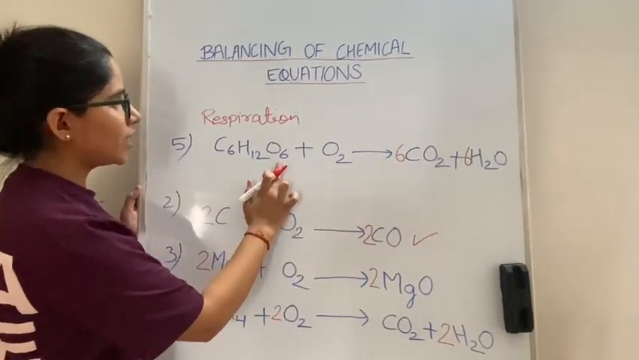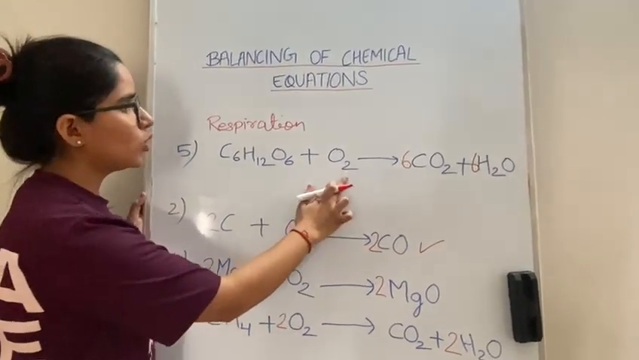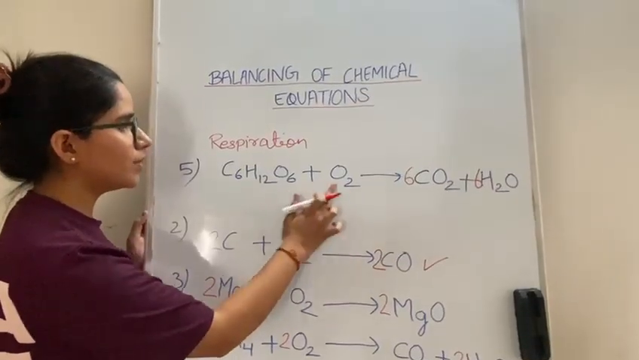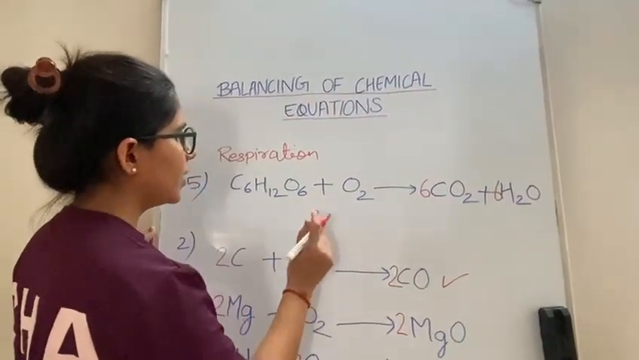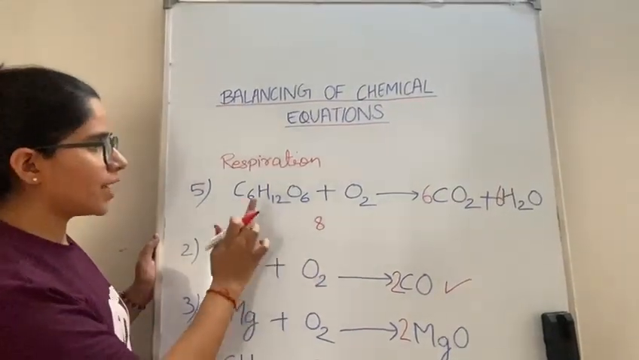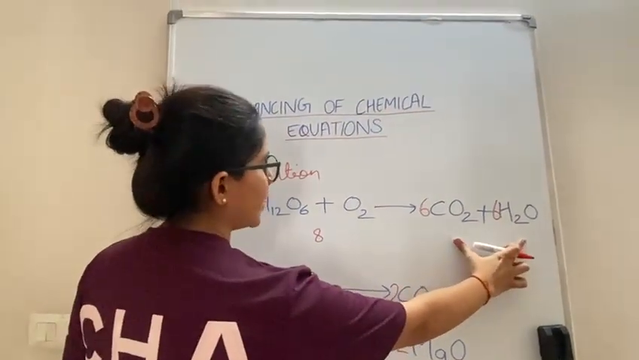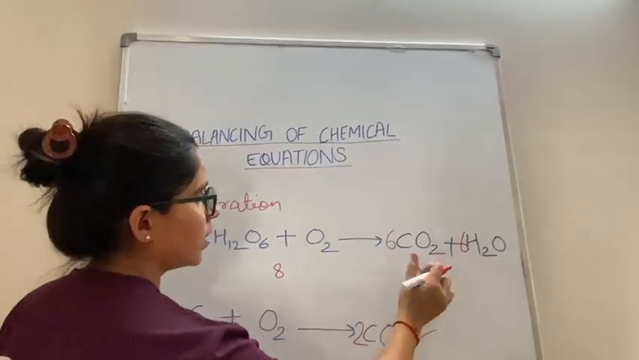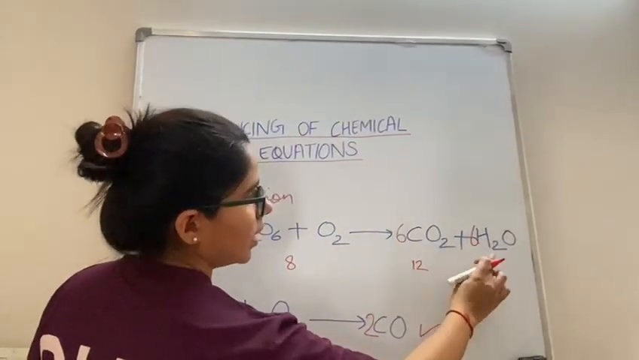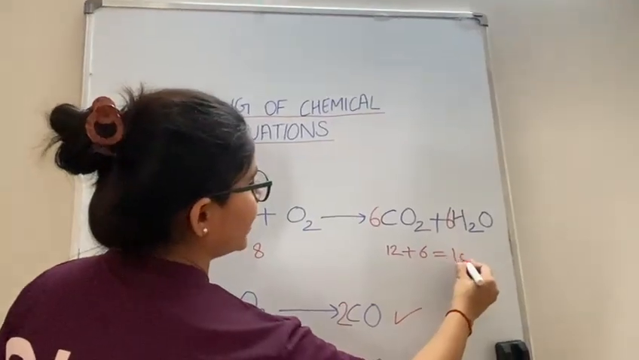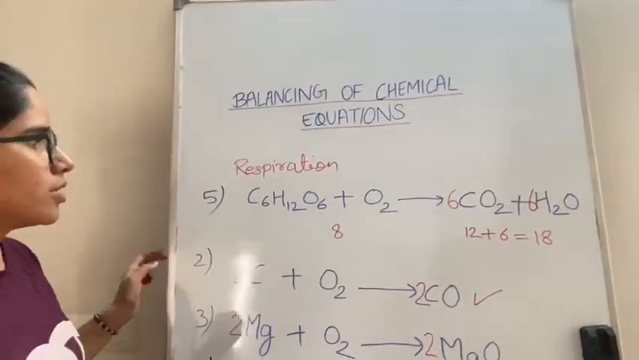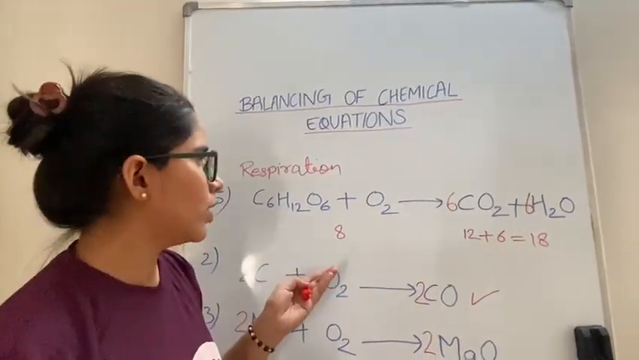Here I have 6 atoms of oxygen here and 2 atoms of oxygen here. Total it becomes 6 plus 2, 8. So here I have 8 atoms of oxygen on the left hand side. And towards the right hand side we have 6 into 2, it is 12, and 6 plus 12. Total we have 18 atoms of oxygen here.